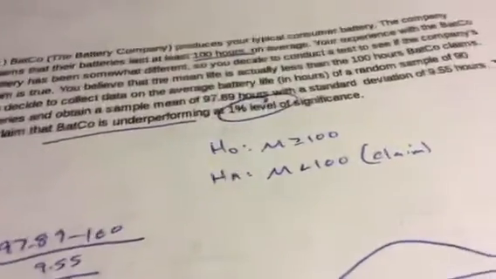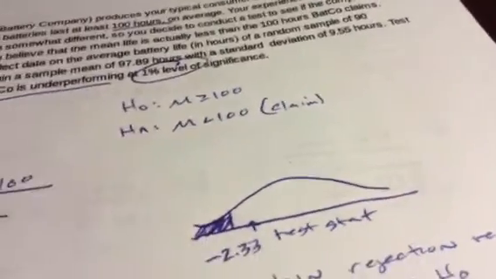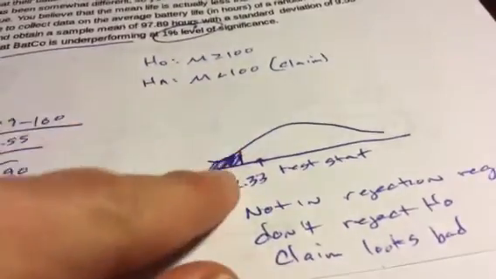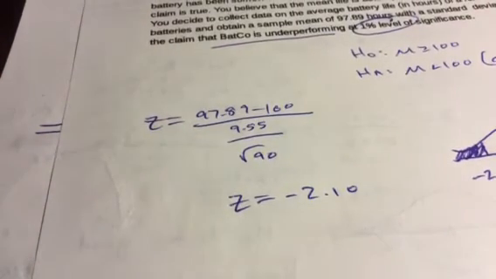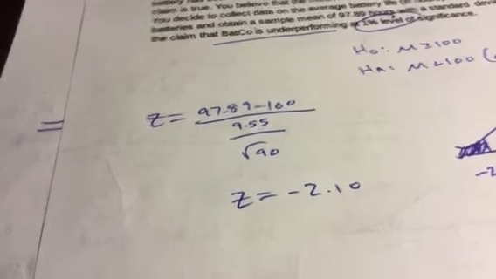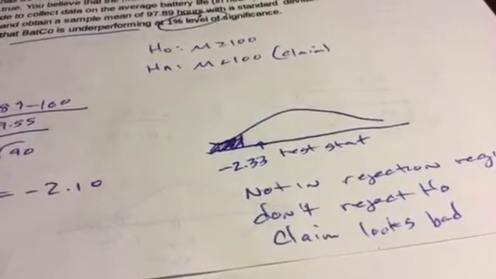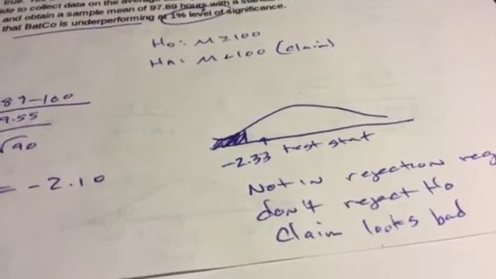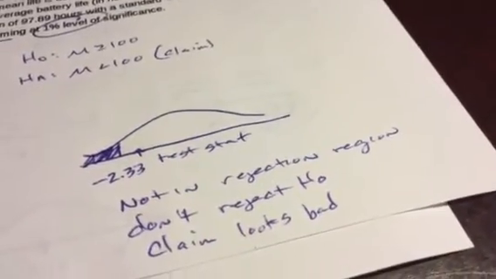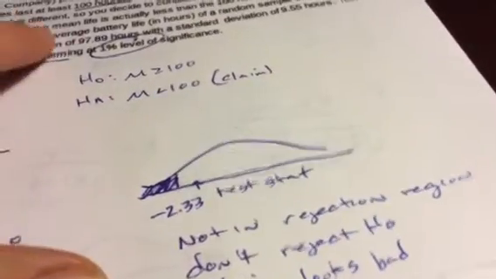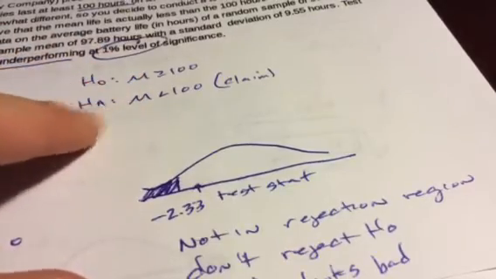Alpha is 0.01. This is a left-tail test because it's less than. So your rejection region begins at negative 2.33. Let's compute the test stat. X bar is 97.89. Standard deviation is that. Your sample size is 90. The proposed mean is 100. Your test stat is negative 2.10, which does not fall in the region of rejection. It's very close, but it doesn't fall in the rejection region. You don't reject H0, so that means you're saying H0 could be good, so the claim looks bad.